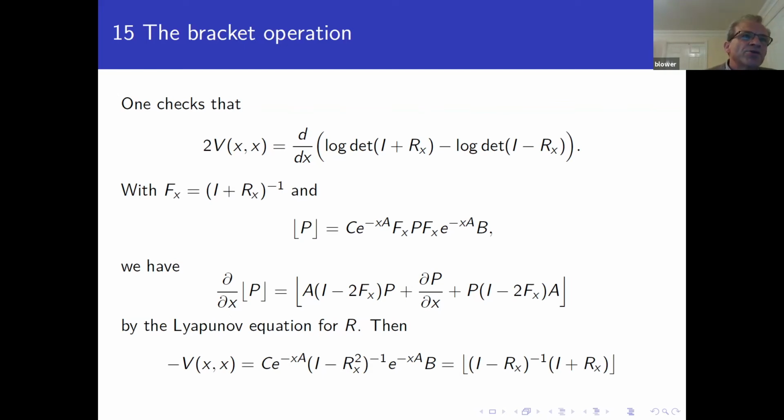Now, the reason Lyapunov's equation is important is that it tells you what the derivative of F is, because you know what the derivative of R is from Lyapunov's equation. So based on that, you can differentiate this bracket and you get the formula that's written here. The first component is the derivative of the left side of the bracket, then you get the partial derivative of P with respect to x, and then you've got the derivative of the right half of the bracket.